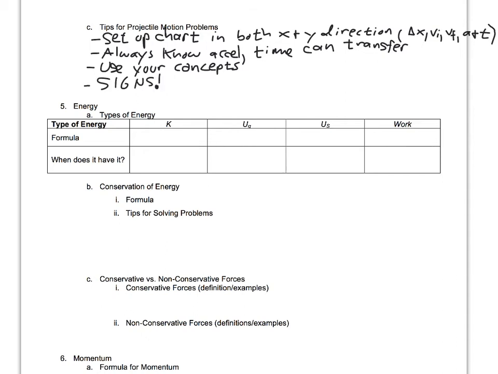Next, we're going to move on to energy here. For energy, we're going to talk about first the basic types of energy, the formula for those types, and when an object has it. So we'll start with kinetic. Kinetic energy is given by 1/2 mv squared, and objects have kinetic energy when they are moving. That's the key idea. Gravitational potential energy is given by mgh, and objects have gravitational potential when they have a height. Spring potential energy is 1/2 kx squared, and that obviously exists when there's a spring being stretched or compressed.